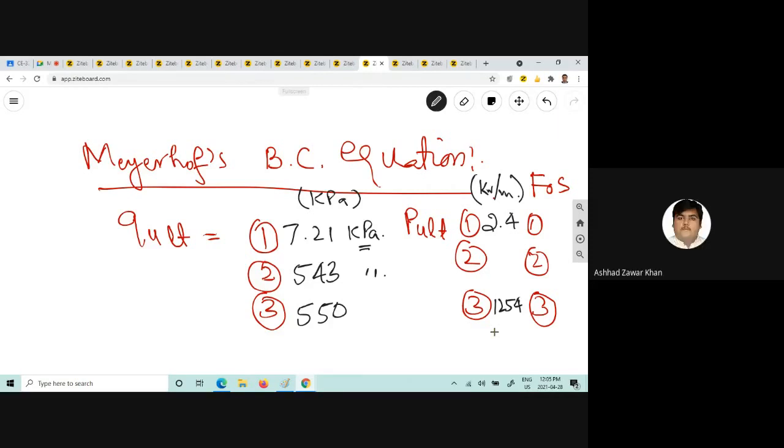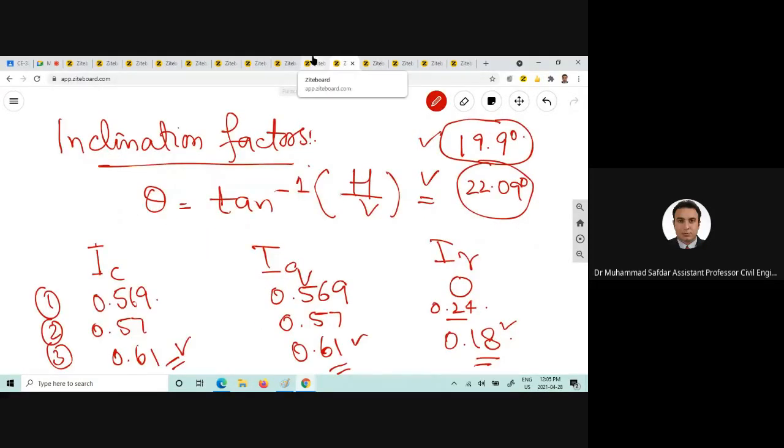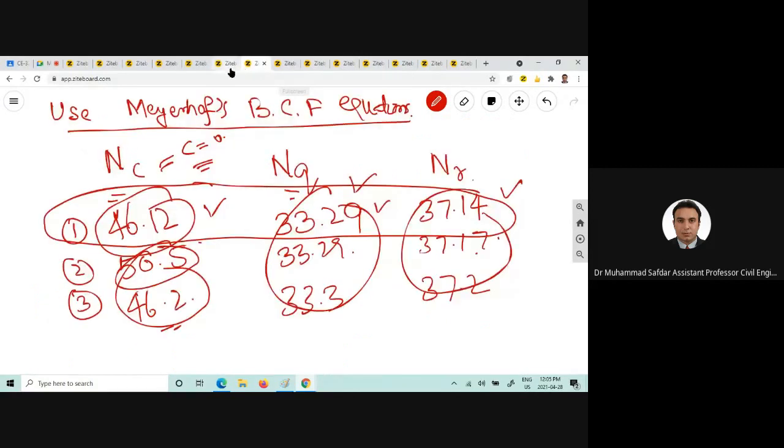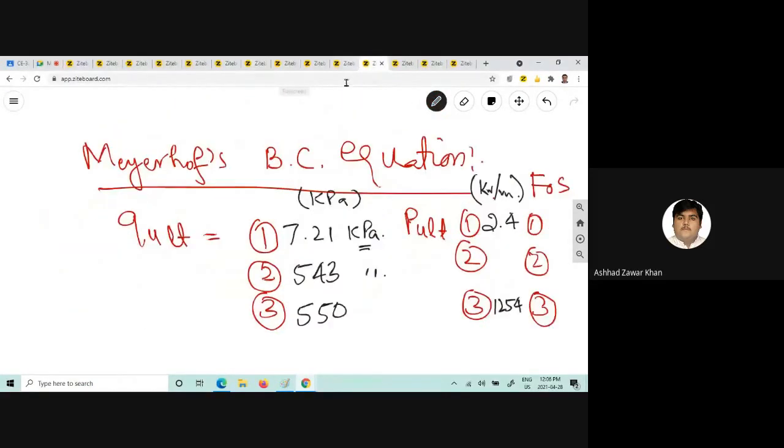सर ये इन गेमा की वैल्यू दिखा दें, ये शायद मैंने गलत लिखी। Okay, let's go for the N gamma. 37.14. Okay, sir. Thank you.